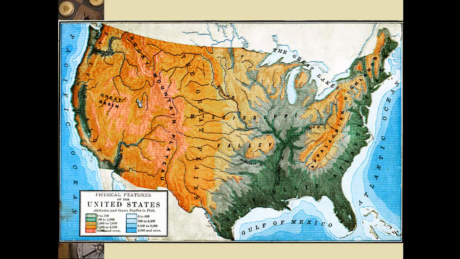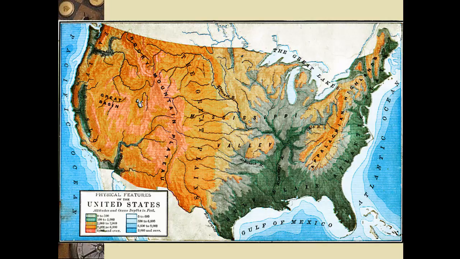This is a physical map. You see here Great Basin, Pacific Slope, Rocky Mountain Plateau, the Great Plains, Mississippi Valley, the Gulf Plain and the Atlantic Plain, the Appalachian Highlands, the Great Lakes, the Gulf of Mexico, the Atlantic Ocean, and the Pacific Ocean.